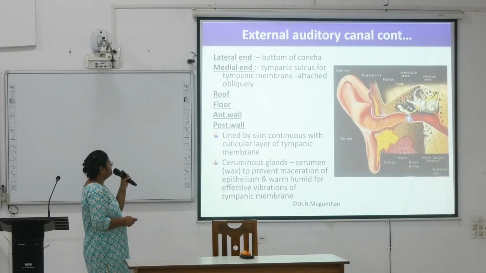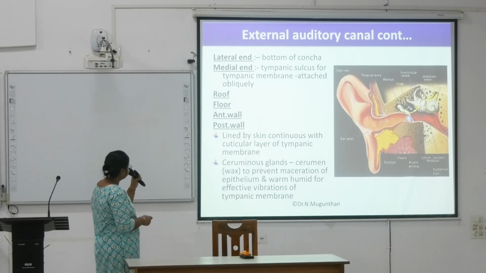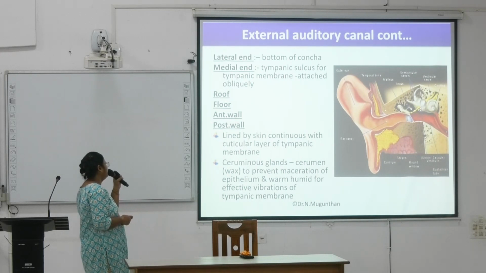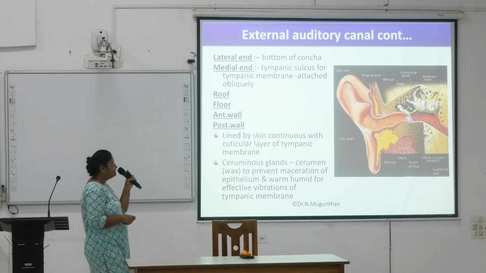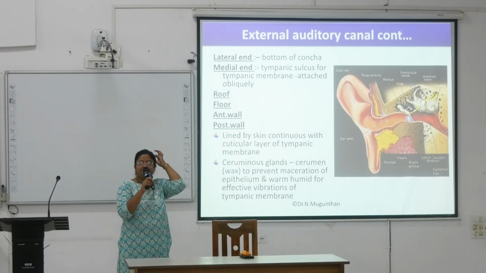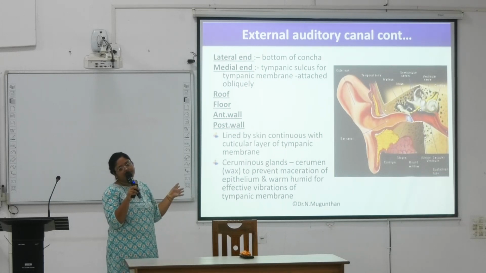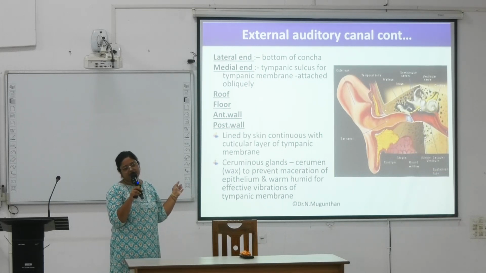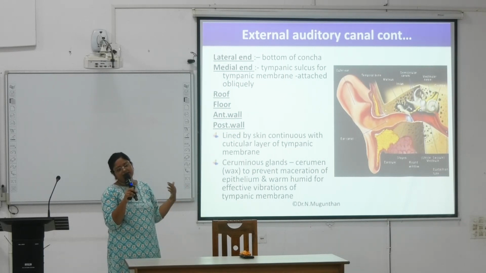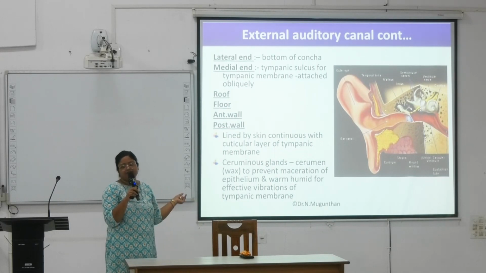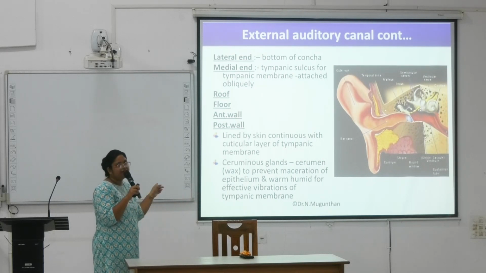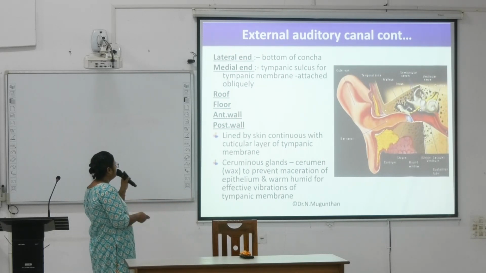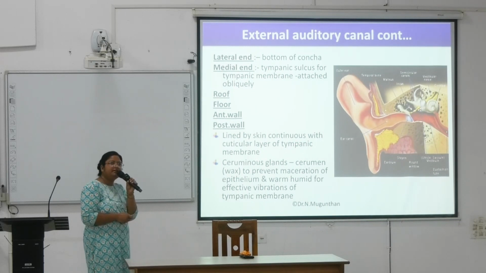Next there is the anterior wall and posterior wall. The posterior wall is lined by skin continuous with the cuticular layer of the tympanic membrane. The tympanic membrane develops from all three germ layers: ectoderm, endoderm, mesoderm. The outer one is ectoderm, which forms the cuticular layer. This cuticular layer is mainly like the lining of the skin. So this cuticular layer is continuous with the posterior wall of the external auditory meatus.